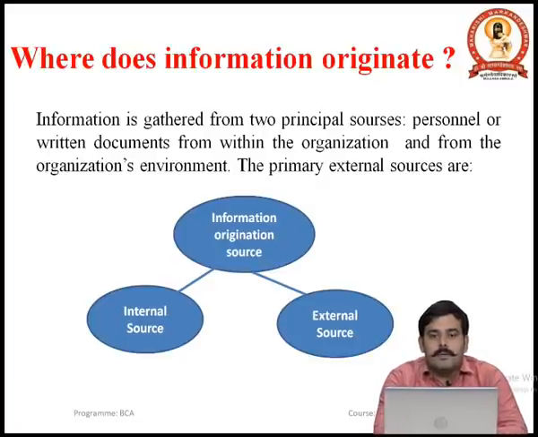Where does information originate? From where do we get the information? Information is gathered from two principal sources, that are personal or written documents from within the organization and from the organization environment. And information origination tools or sources can be of two types, the internal sources and the external sources.